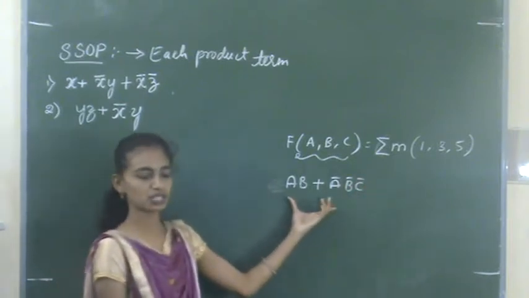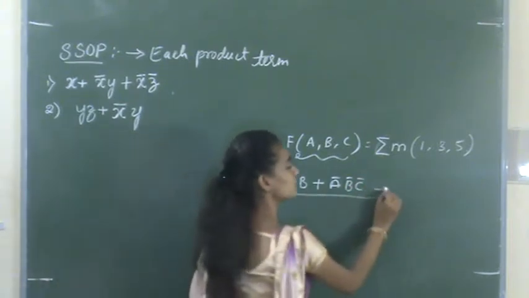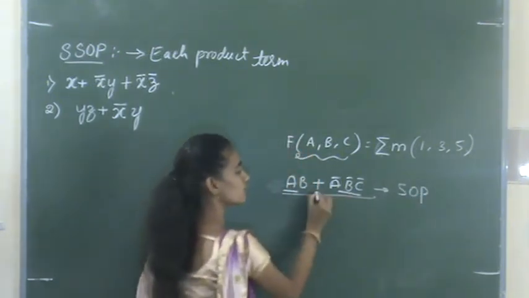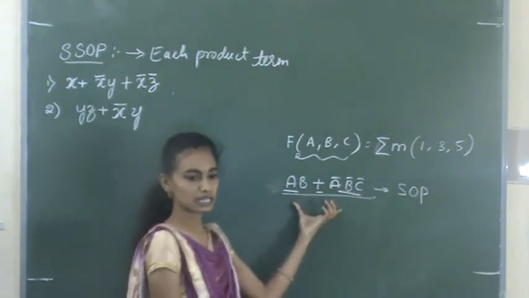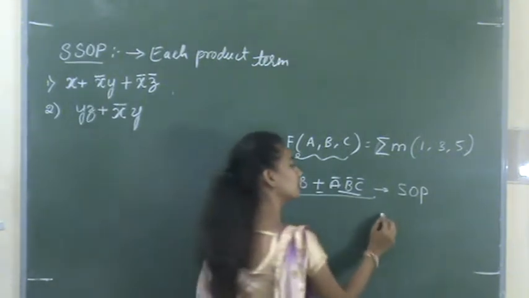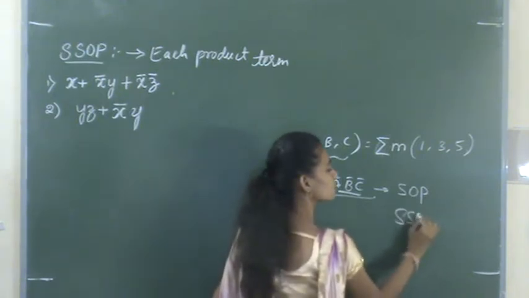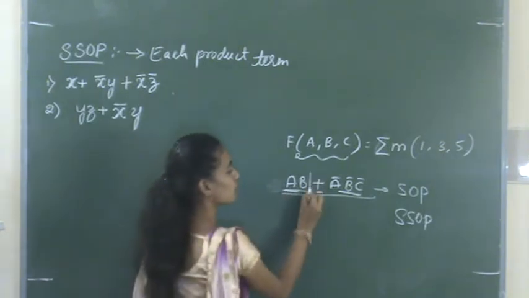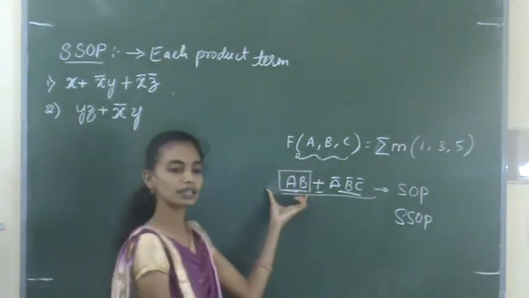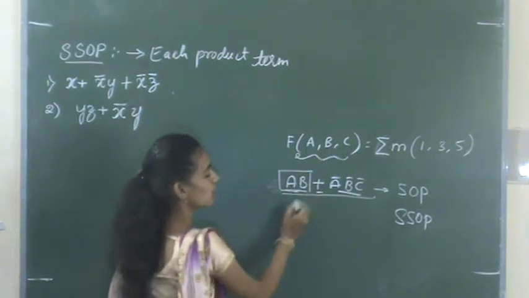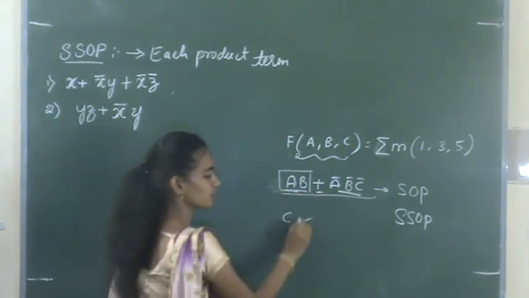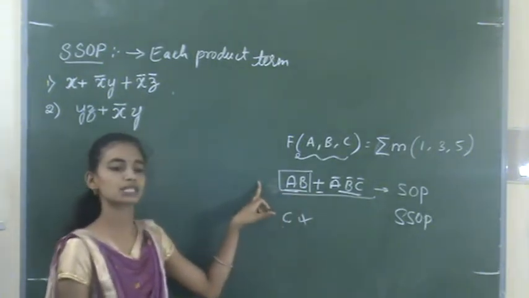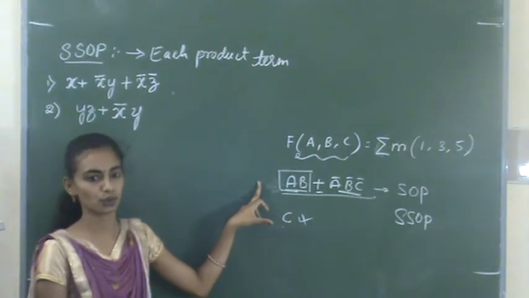In this expression, we can call it an SOP expression, since it is a sum of products. So we can call it SOP form, but it is not in standard SOP form. Why? Because in this product term, C is missing. That's why we cannot call this expression a standard SOP.